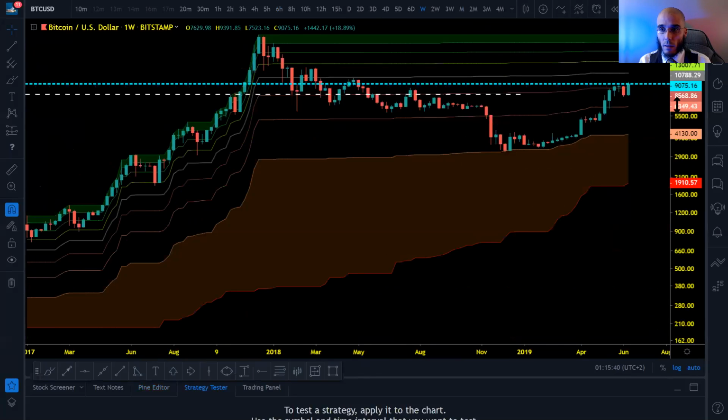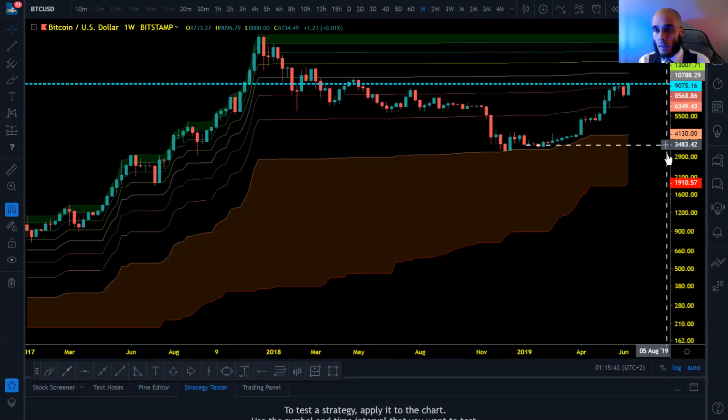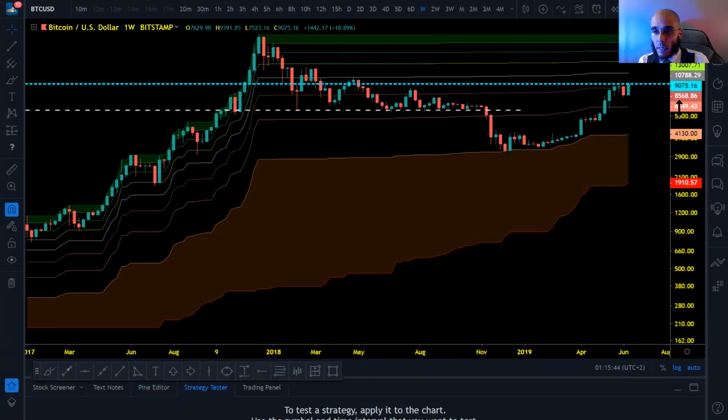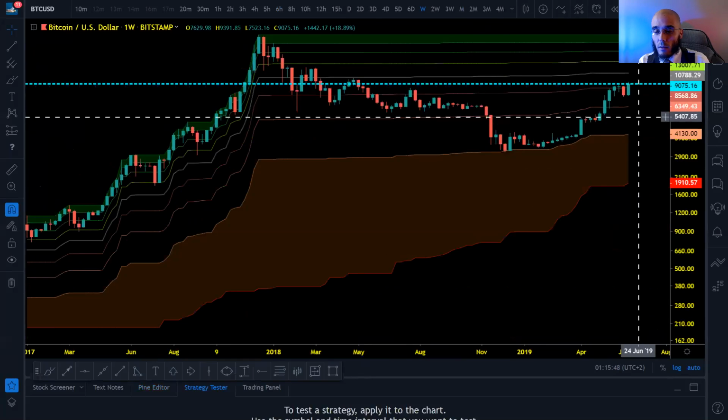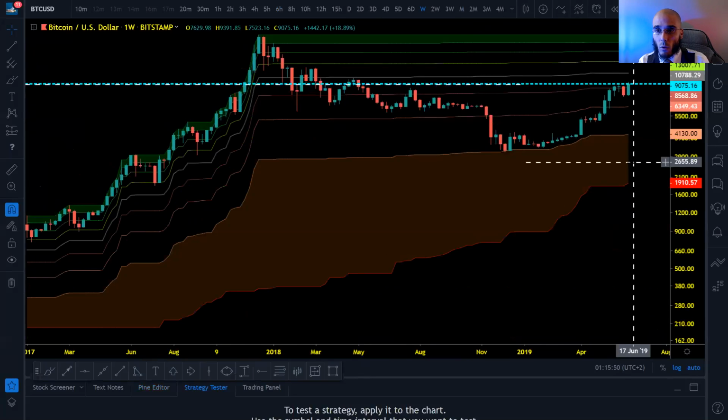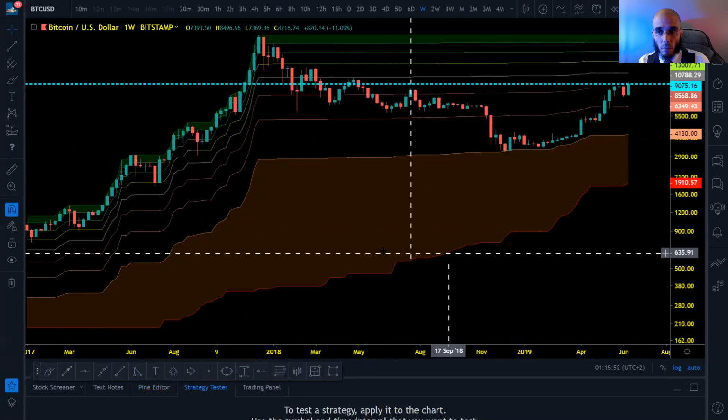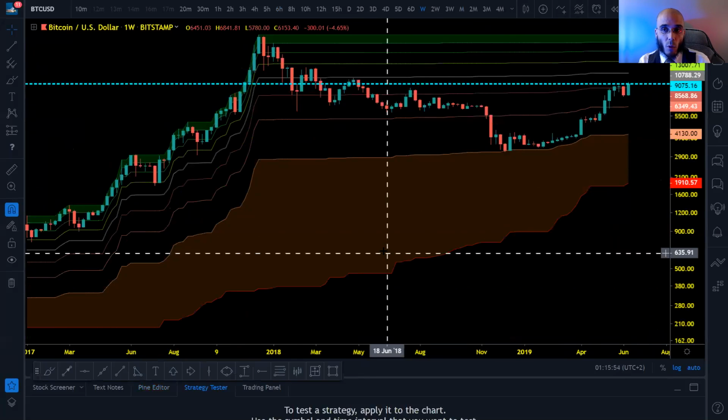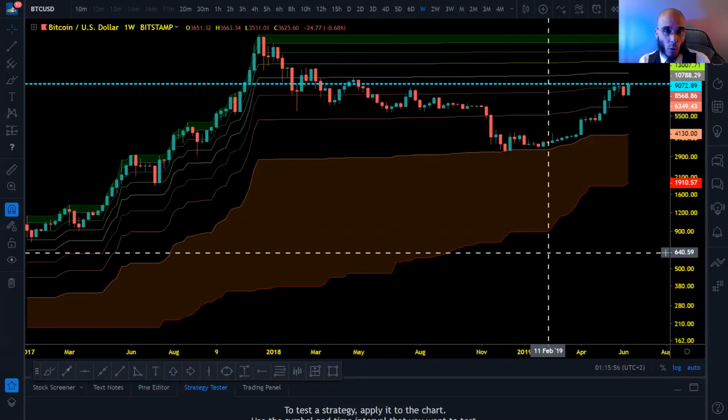I mean, this trend line at 8,568. Next is 10K. So we could go up to 10K before the correction. Is it likely? Is it possible? I mean, you are playing with fire.